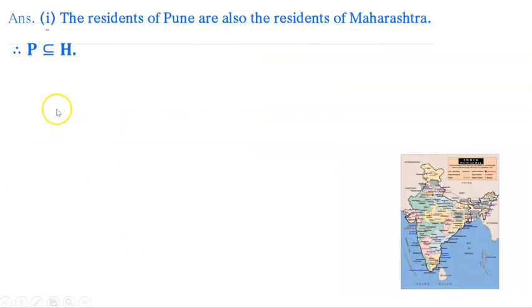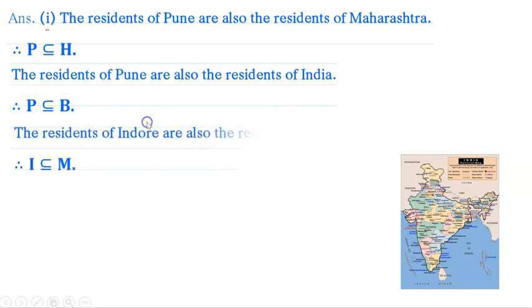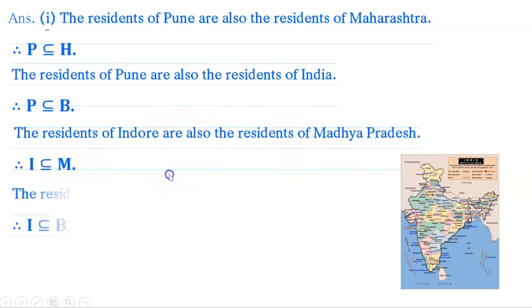First, the residents of Pune are also residents of Maharashtra. Okay, therefore P is a subset of H. Next, H म्हणजे काय तर residents of Maharashtra, P is the residents of Pune. Next, the residents of Pune are also residents of India. Therefore, P is a subset of B. Okay. Next, the residents of Indore are also residents of Madhya Pradesh. Indore कुठे तर ते मध्य प्रदेशमध्ये आहे. Therefore, I is a subset of M.